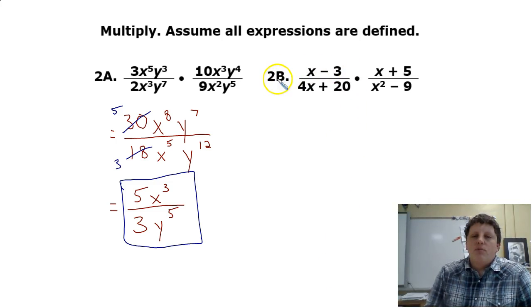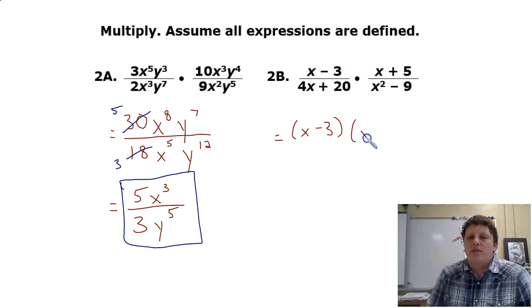In example 2b, now we have some polynomials larger than monomials, some binomials. So what we want to do is try to factor them. That's the first thing that you want to do when you're multiplying: just factor. So x minus 3 is already as reduced and factored as it's going to be, and x plus 5 is the same. So if I multiply x minus 3 times x plus 5, I can just put those as one thing in parentheses times the other thing in parentheses.